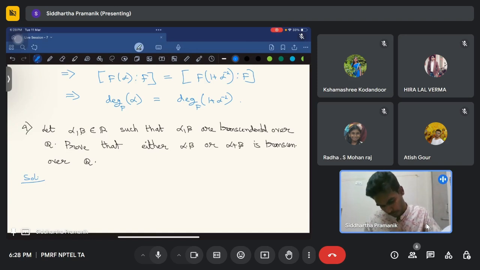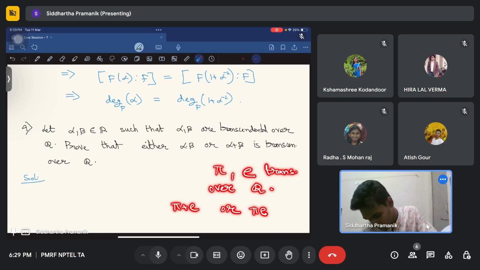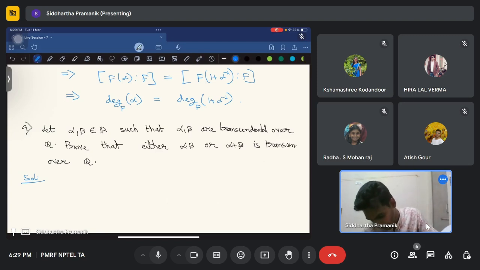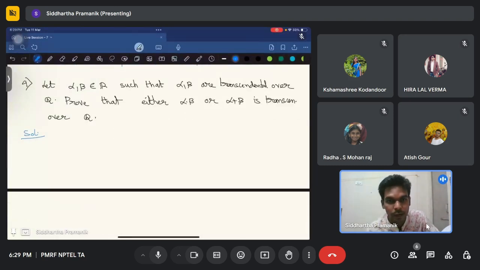For example, you can take pi and you can take e, right? These two elements are known to be transcendental over Q. So from this you can conclude that either pi plus e or pi times e, in these two elements, one has to be transcendental. So that is something you can conclude. So let's try to prove this. Do you have some idea?